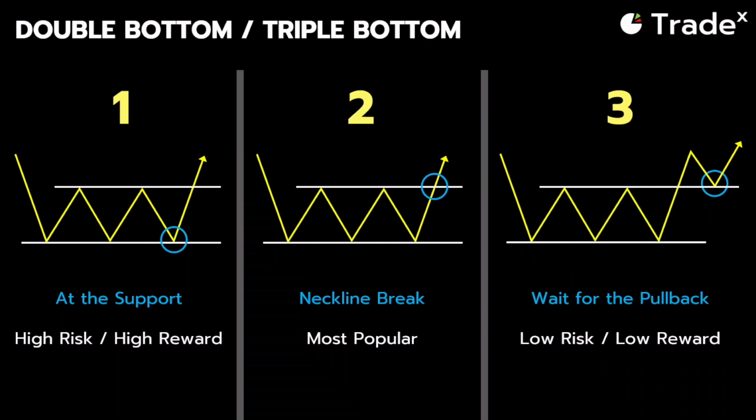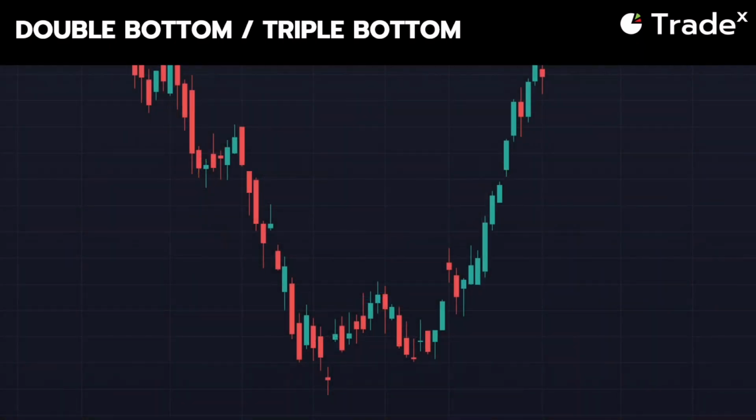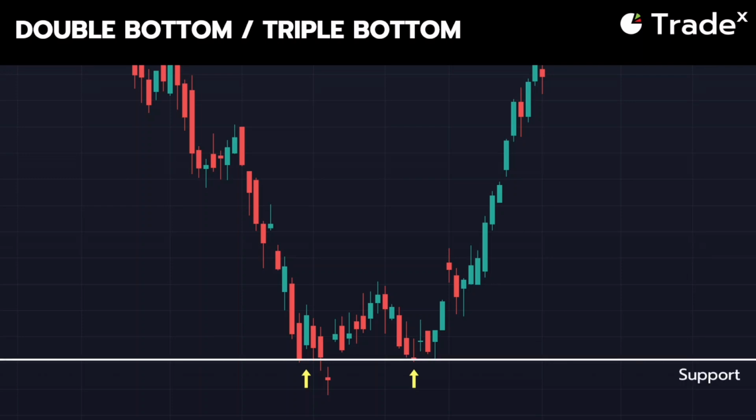Let's review an example. The price initially falls sharply but then slows down after the first test of the support level. Following the second test, the price begins to reverse upward. A small peak forms the neckline, completing the double bottom pattern. Traders should wait for the price to break above the neckline before entering the position.